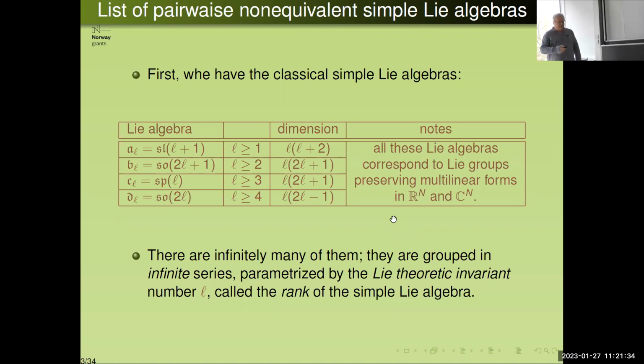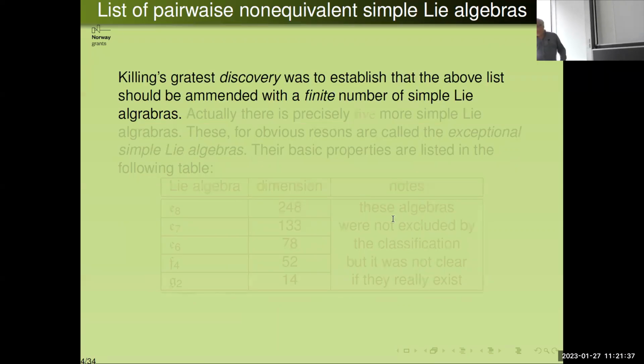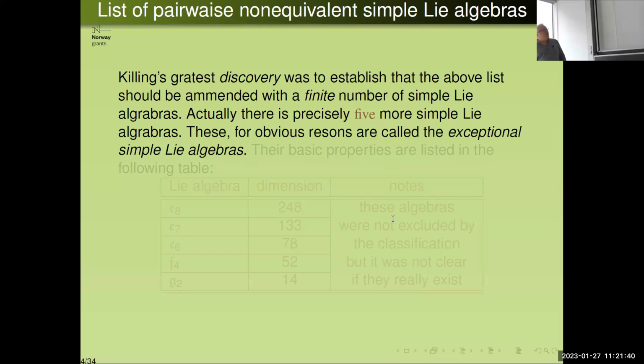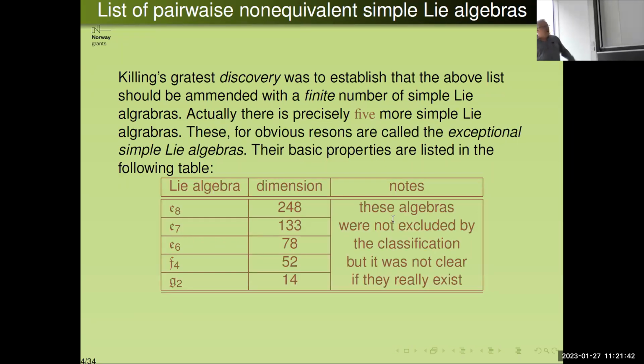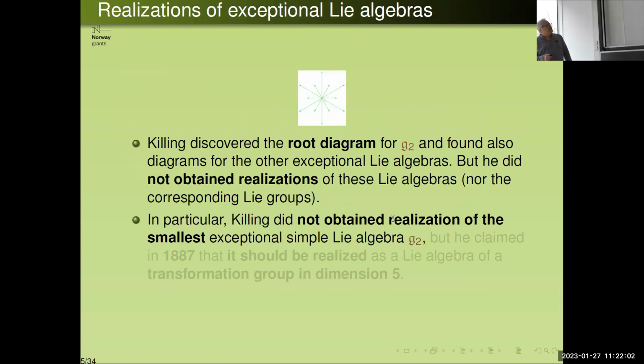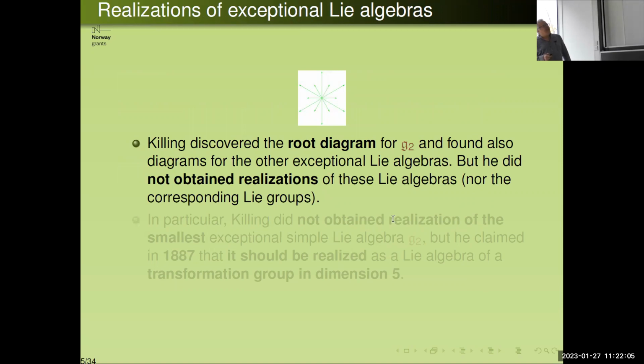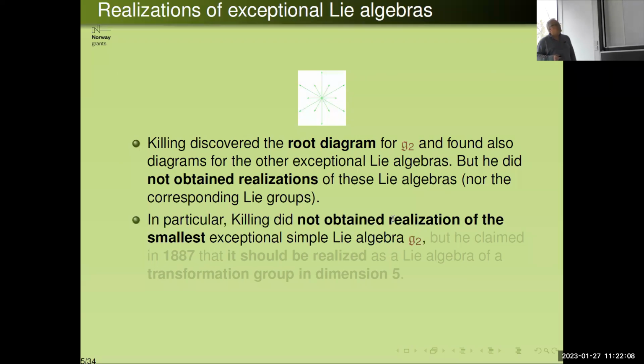But the biggest discovery of Killing is that apart from this infinite series, there are 5 more, and they are precisely 5 of them. They are called E8, E7, E6, F4, G2. Here are dimensions of those, right? He understood that these algebras are possible from his classification, but Killing didn't have realization of them. Actually, he did discover root diagram for G2, but he did not obtain realizations of these Lie algebras, neither algebras nor groups.